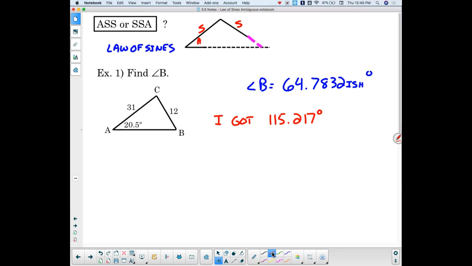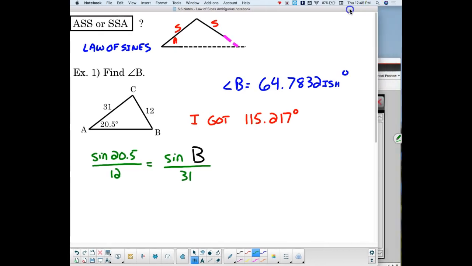Let's see who's right. Let's run the law of sines. We have the sine of angle A, which is 20.5, all over 12, equals the sine of angle B over 31. If this is truly right, or if you're right, let's check and see who's right.